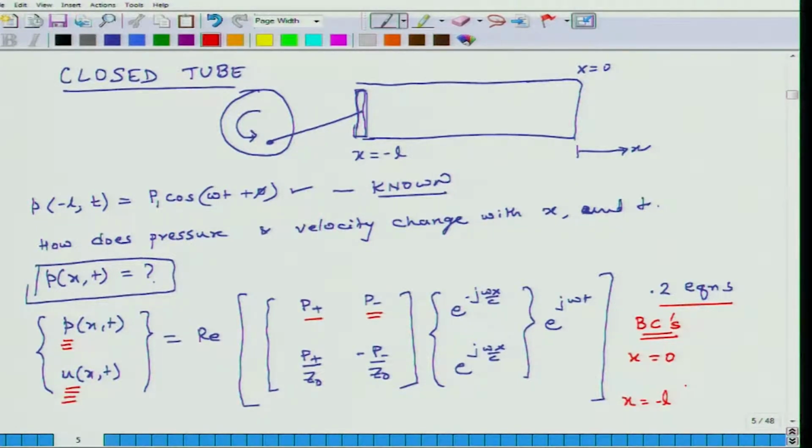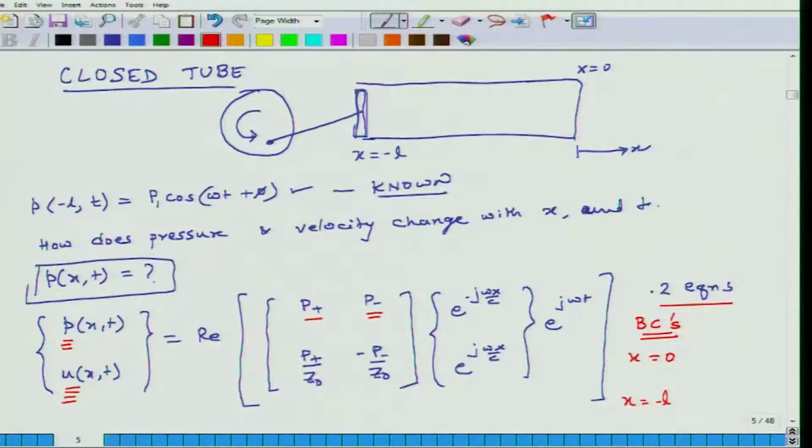Okay? And we have to look at this system physically and then decide, is there something special about this system at x equal to 0? And when we look at this picture, we see that yes, at x equal to 0, the tube is closed.